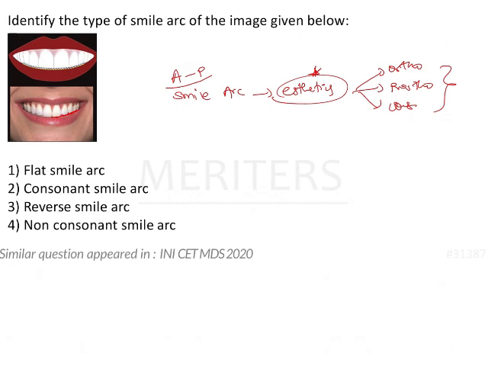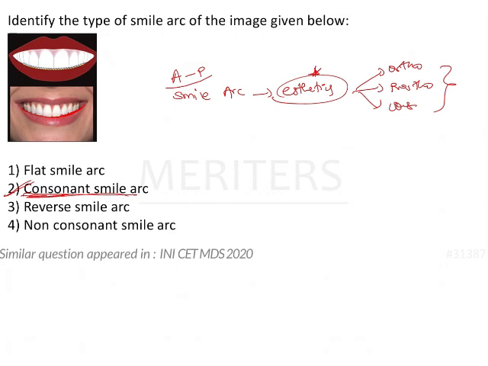Now if we come back to smile arc, what is a consonant smile arc? Consonant smile arc is that where this curvature formed by the incisal edges is consonant or is matching the curvature of the lower lip on smile. So here if you see, these two curves are matching. So this is known as consonant. So what we see in the image here is a consonant smile arc.